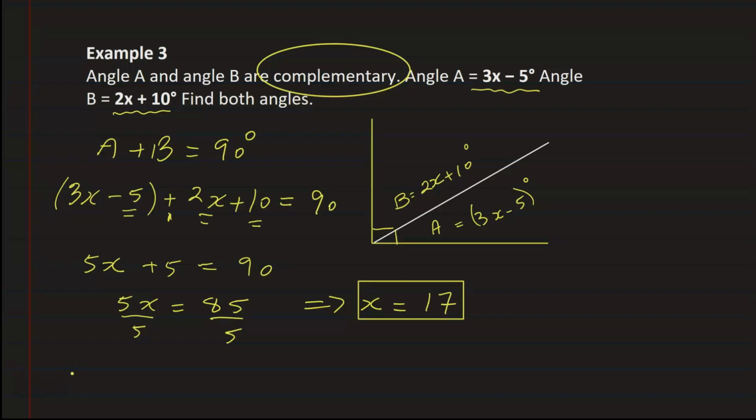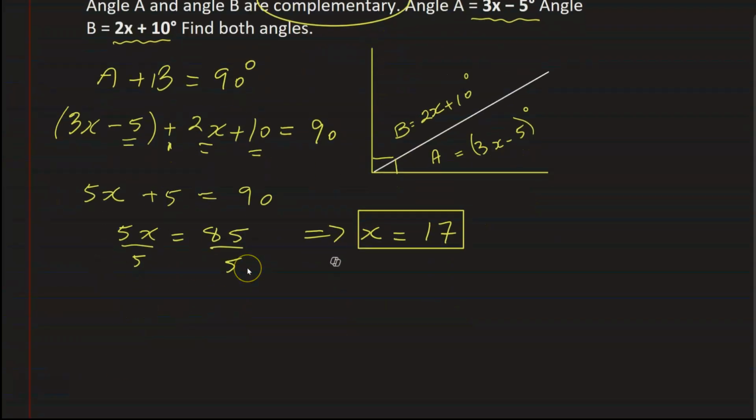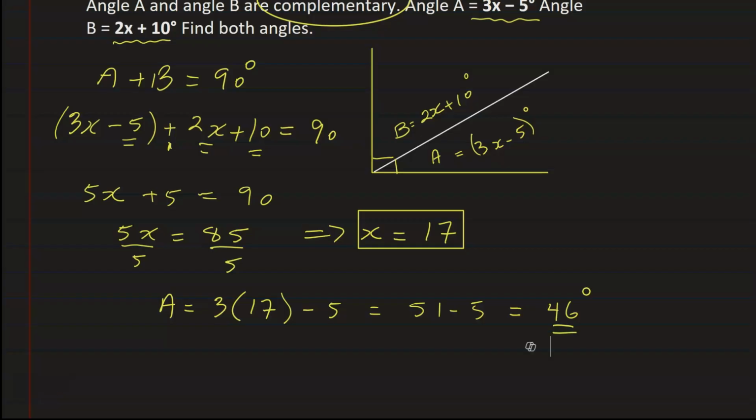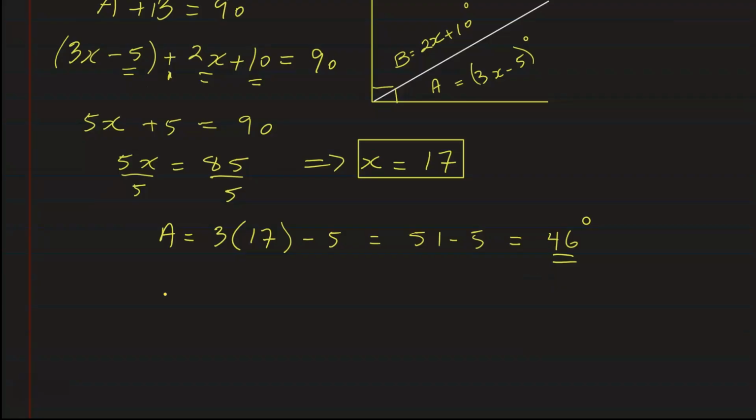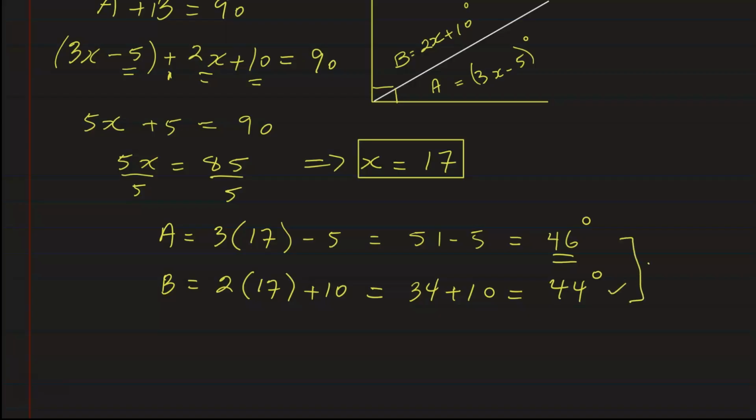Now we're going to find what angle A and angle B are by replacing x with 17 and solving. So angle A is 3 times 17 minus 5. So in here we have 51 minus 5, that is 46 degrees. All right, and then for angle B, we rewrite again, and we get 44 degrees. Now you check, you add them, do they equal 90? Yes, they do. That's the check that you do.